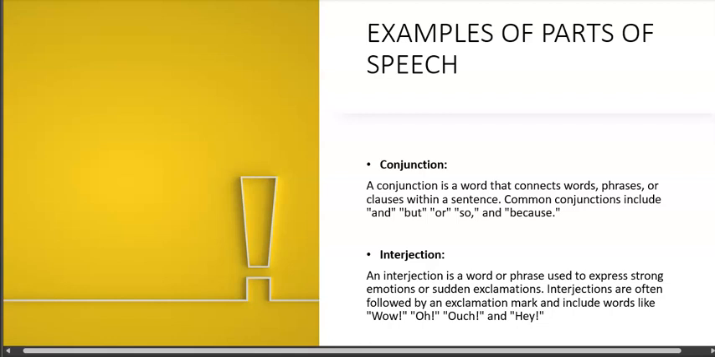Now let's continue and look at the interjections. Interjections are just words or phrases that are used to express strong emotions. For example, ouch when you're hurt, or hey, wow when you're surprised. You notice with the interjections, there is this exclamation mark. This exclamation mark shows that the word is an interjection. Okay, so don't forget.